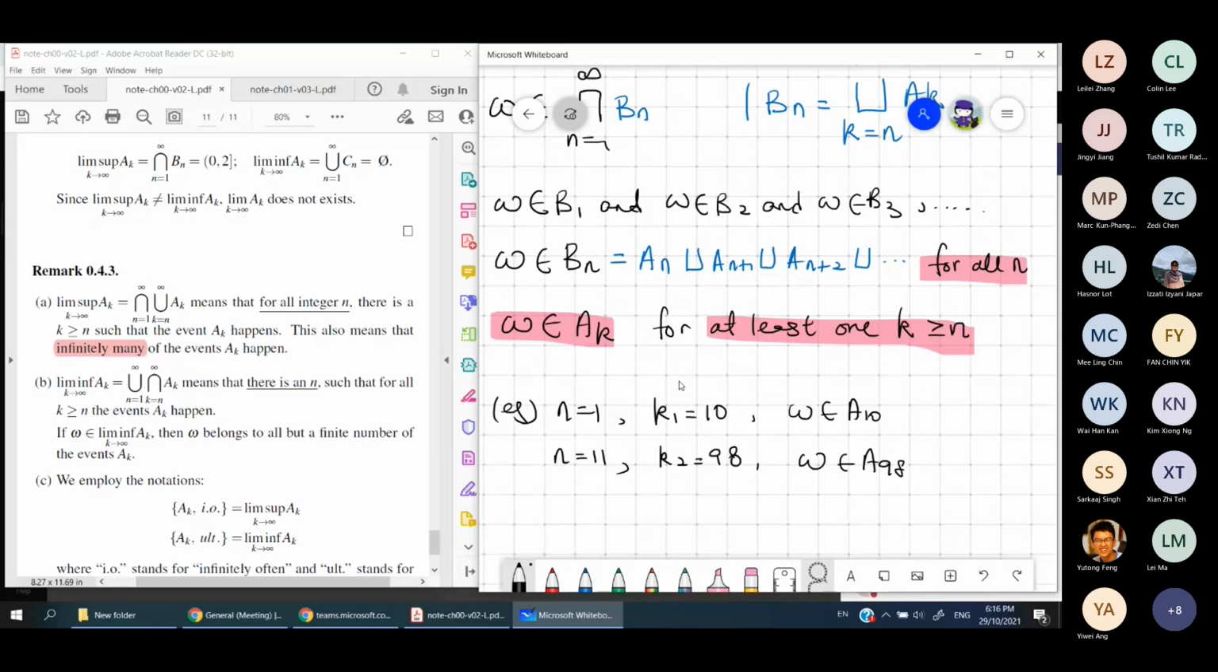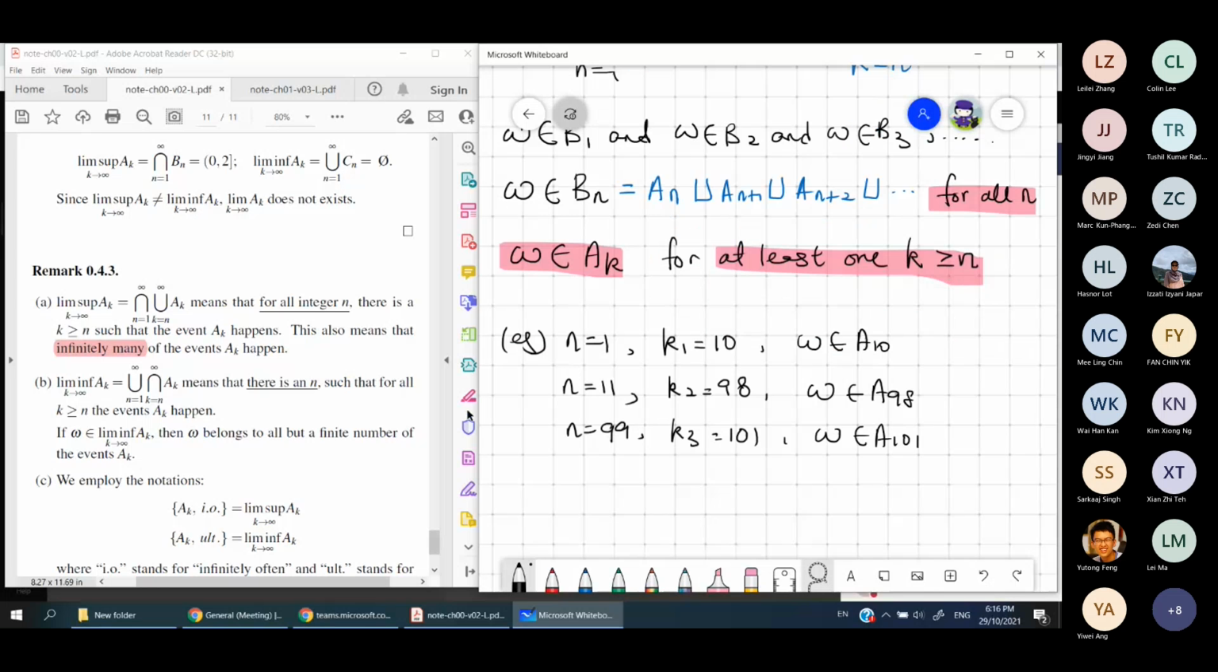Then we have n equals 99, and we can always get another k larger than 99, say 101, such that omega belongs to A101, and so on. This process will never end. If we want to describe this mathematically, that is the idea.